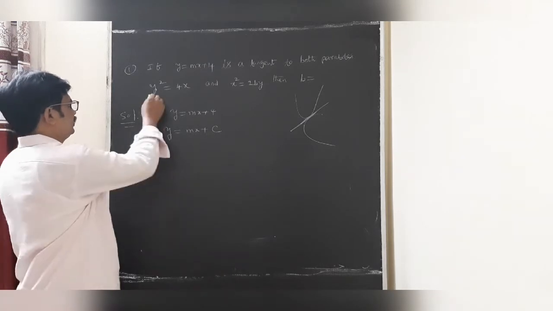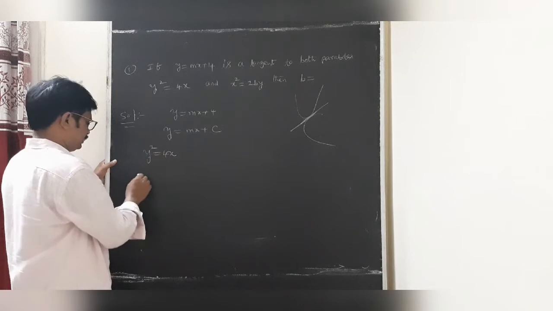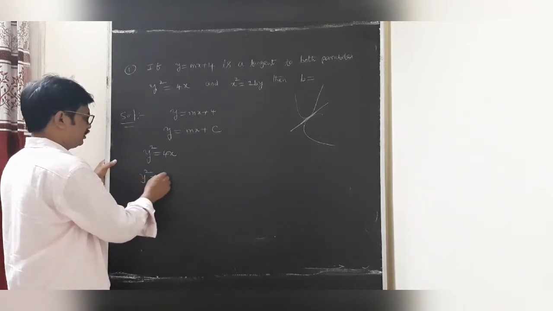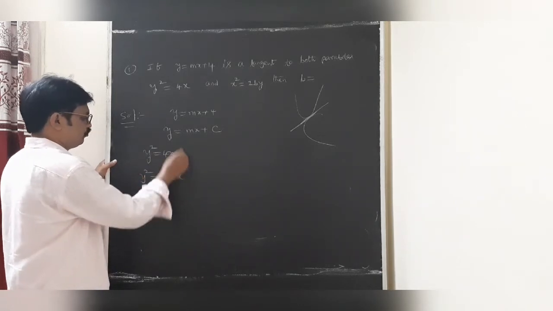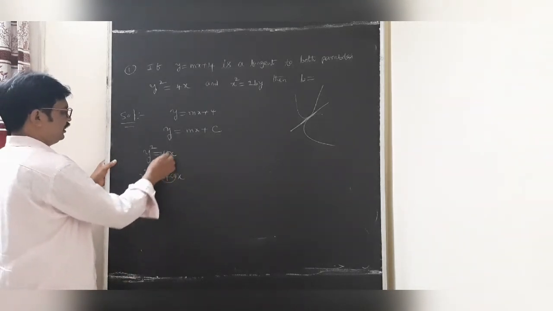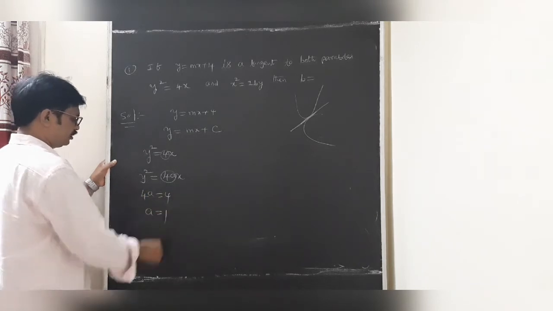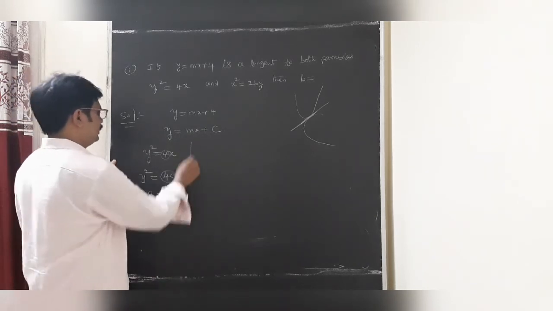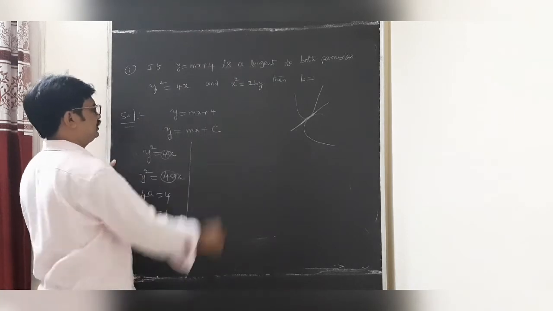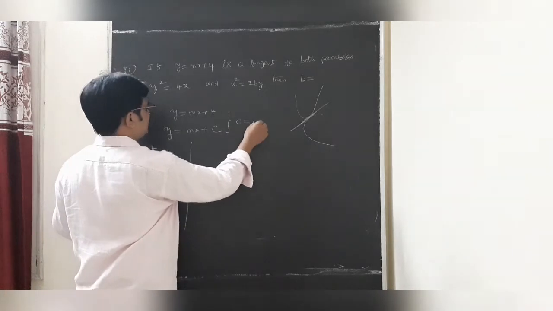Dear students, the given parabola is y square equal to 4x. We compare this with y square equal to 4ax. So dear students, 4a equal to 4, the value of a equal to 1. My dear students, c equal to 4. When you compare them here, c is 4.